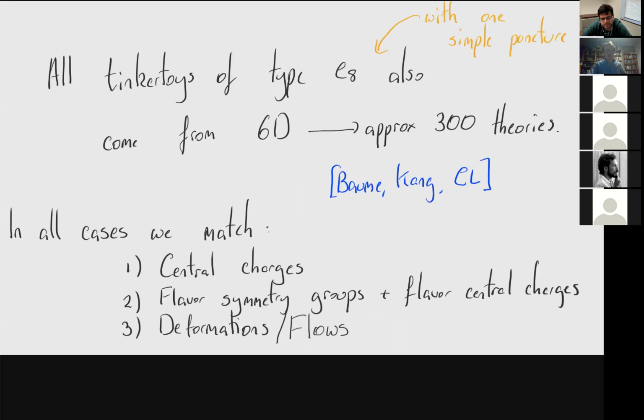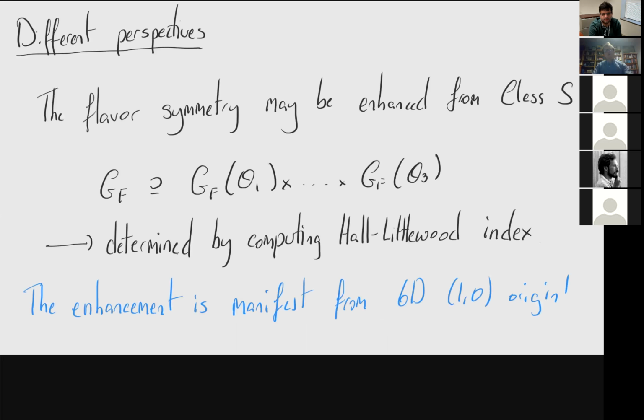Okay, so we can do the same thing for E8. I'm not going to draw the pictures or the tables here because they're huge. There are about 300 theories in that class of things. And in all cases, we match the central charges, the flavor symmetry groups, and the flows amongst the 4D and 6D points of view. So different perspectives on these theories can be useful.